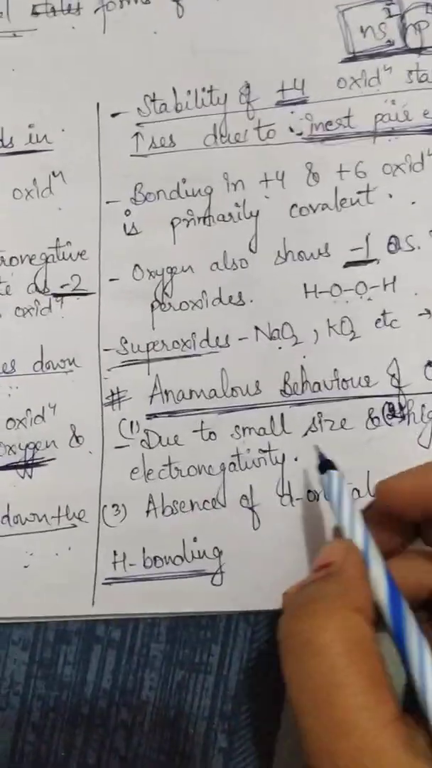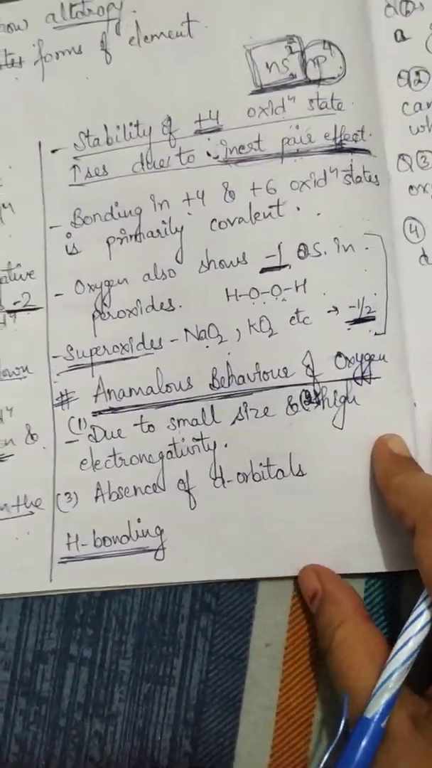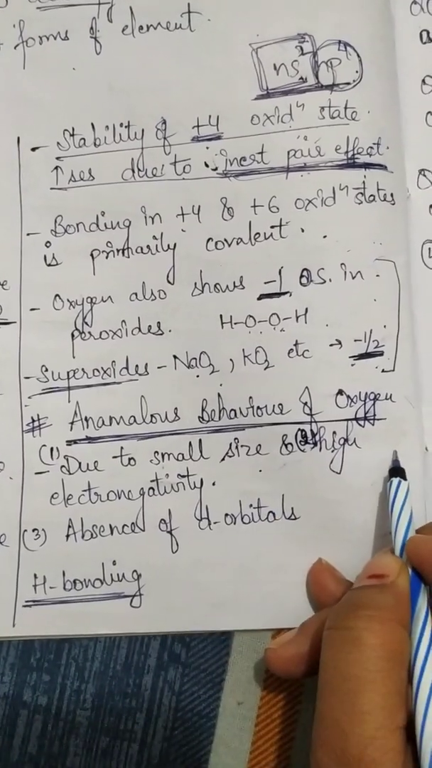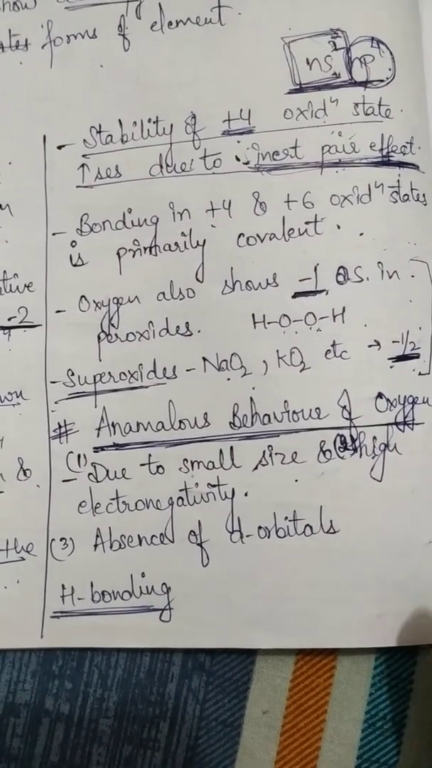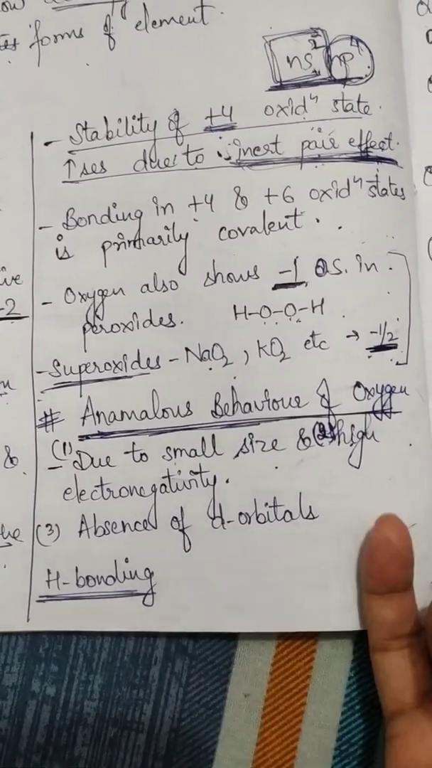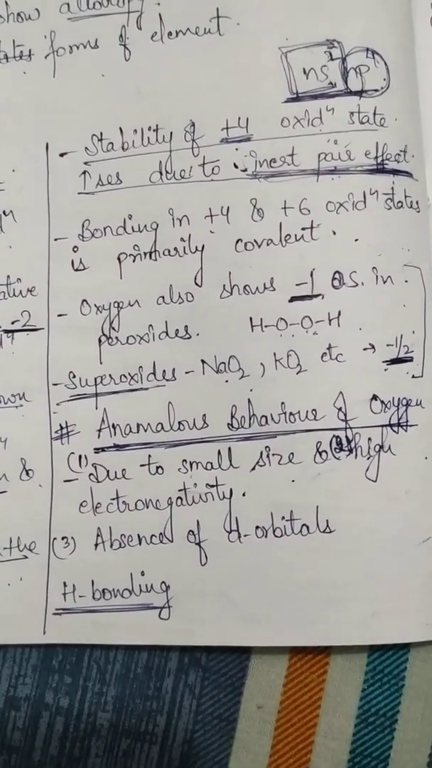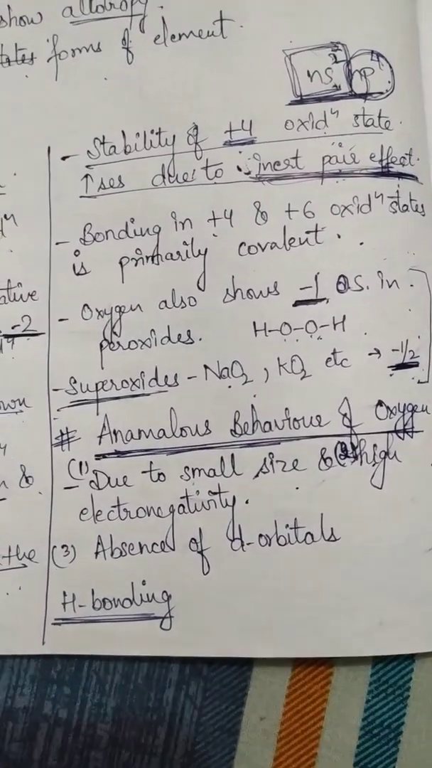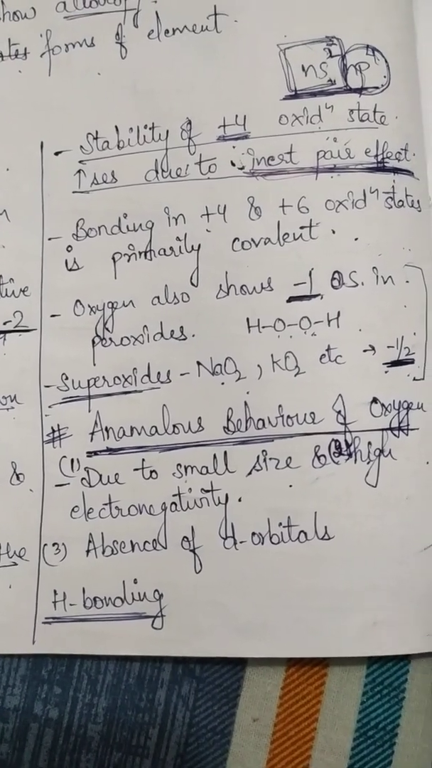Now we will discuss anomalous behavior of oxygen. What is anomalous behavior of oxygen? It means compounds of oxygen show different properties from the compounds of other members of the group. Why does oxygen show anomalous behavior?